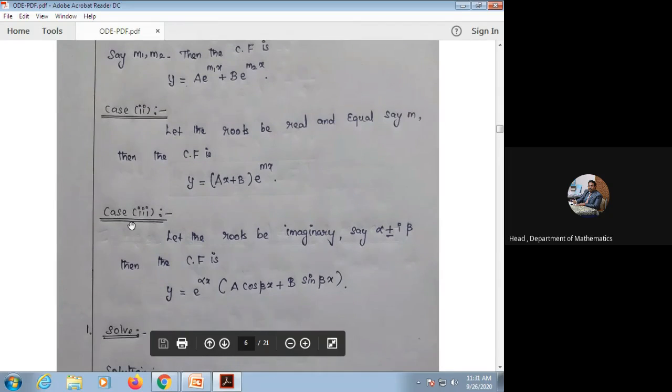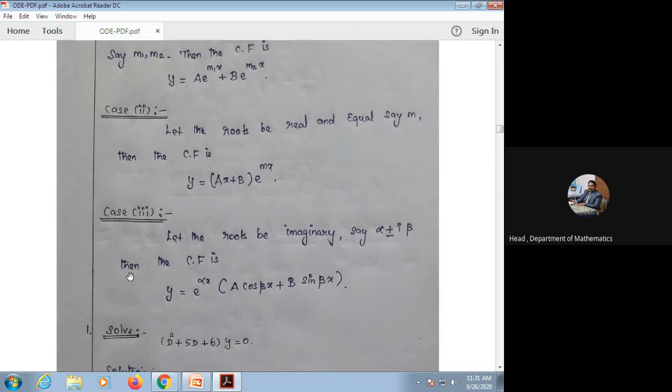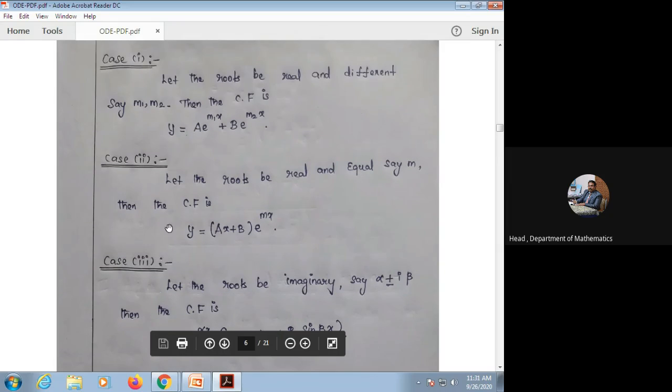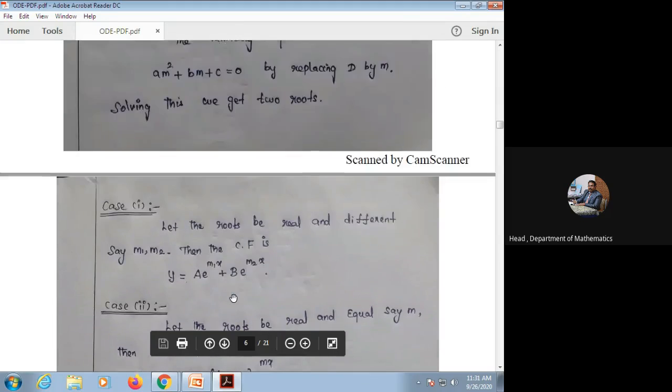In the third case, the roots are imaginary, that is in the form of alpha plus or minus i beta. Then the complementary function result is y equal to e power alpha x into (a cos beta x plus b sin beta x). I have to replace the alpha value here and the beta value here. These are the three cases for finding the complementary function.